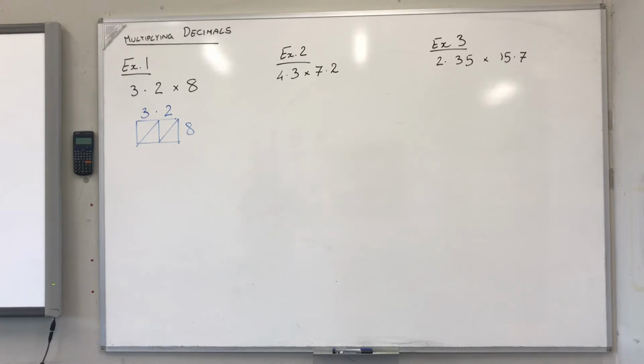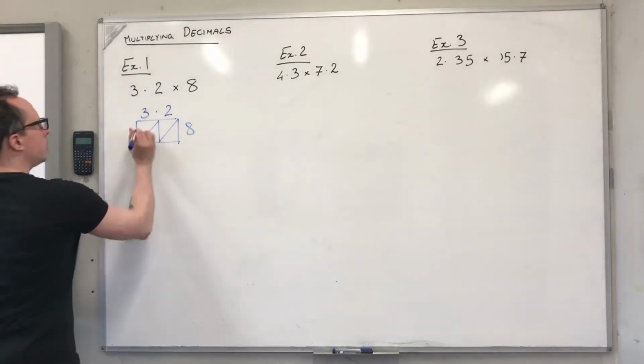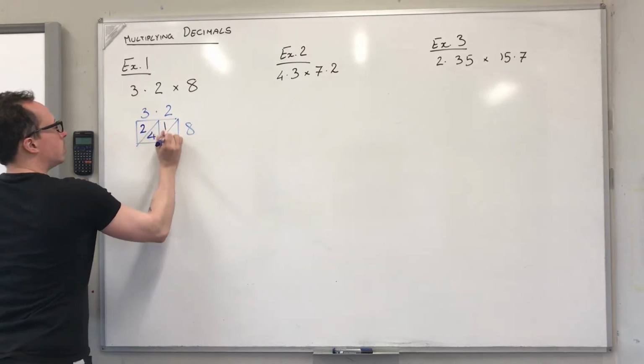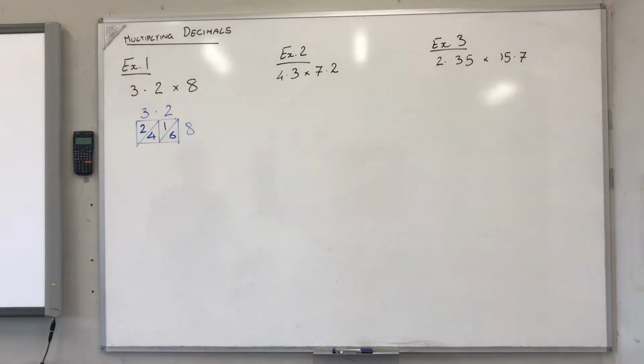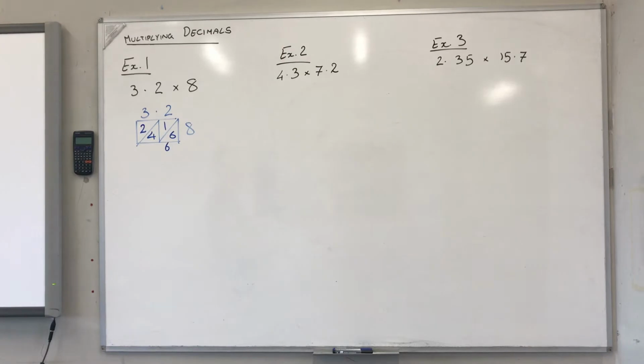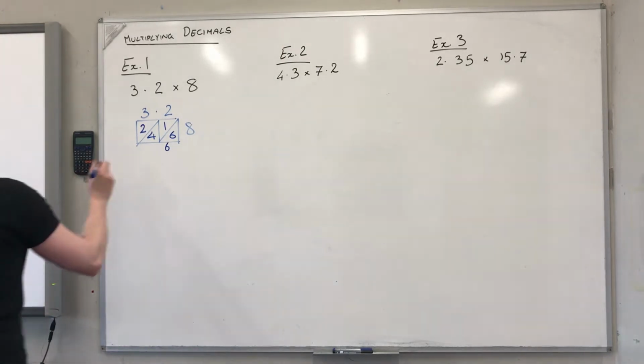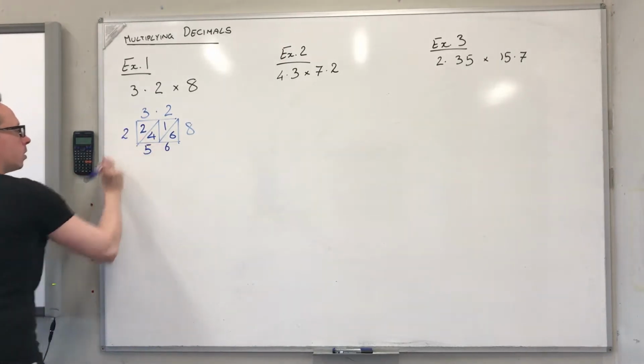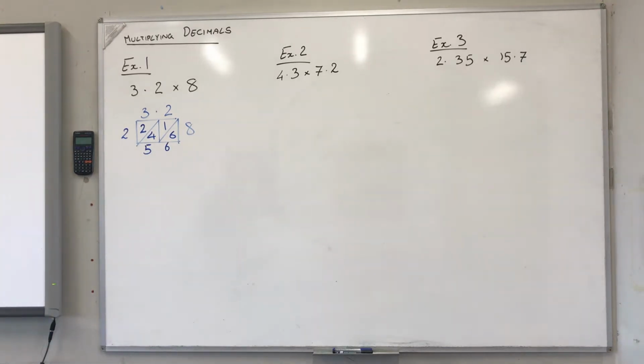Okay, so now what I'm going to do is fill in the boxes. So 3 times 8 will give me 24, and 2 times 8 will give me 16. So now what we do is we add up the columns between the diagonal lines. So I'm going to get 6 and then 5 and then 2. So that looks like the answer is 256, but it's not because it's 3.2 times 8.